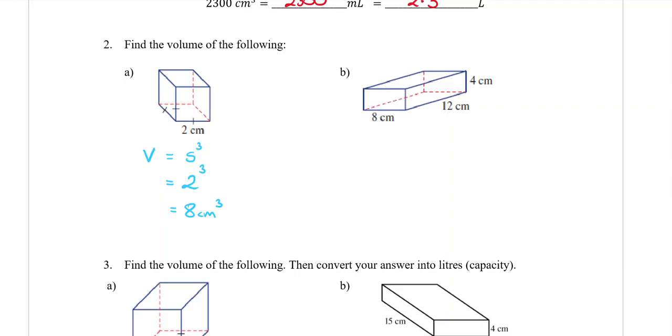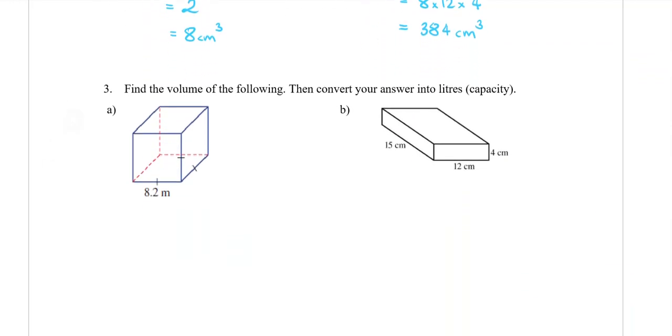Part B, we want the volume of a rectangular prism. So that will be V equals LBH for the formula. The length, the breadth, and the height are the three numbers that you see there. So 8 times 12 times 4, which is equal to 384 centimeters cubed. Now those two questions are fairly standard volume questions. Question 3 has an extra twist to it.